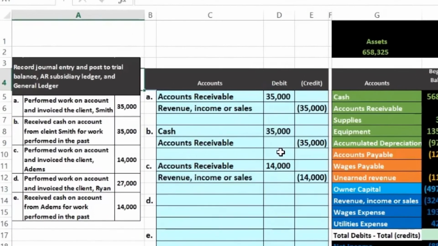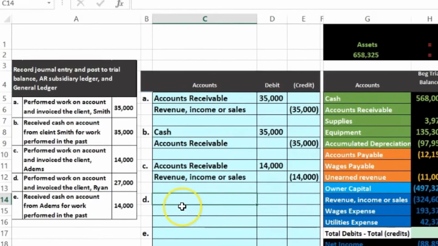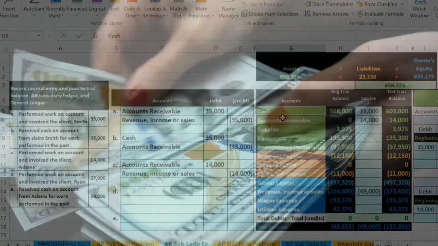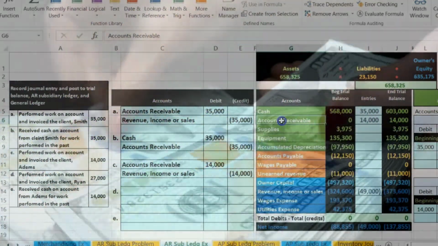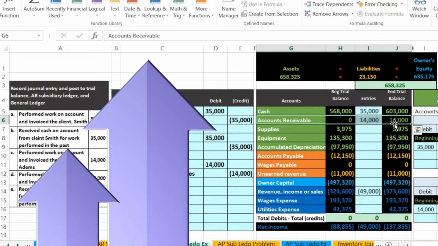All right, so let's see what the next one is. We got D performed work on account and invoice the client Ryan. So same activity. We did work and we invoiced the client. So is cash affected? No, we invoiced the client. We haven't got the cash yet, but we did the work, and therefore people owe us money. The account that people owe us money is represented by the accounts receivable account. It has a debit balance represented by the fact that it has no brackets in the number, and we need to make it go up because people owe us more money.